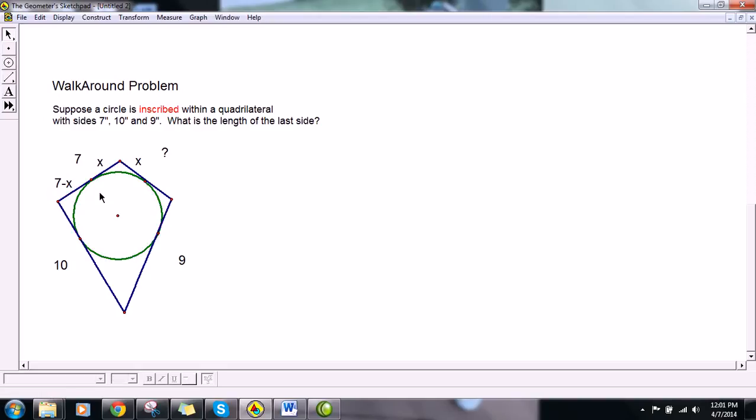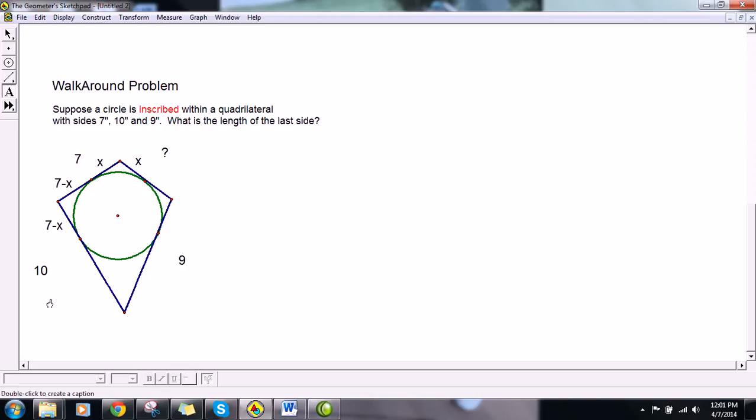So that piece is called 7 minus x, which is wonderful. Because if this piece right here is 7 minus x, then what's that? That's right, 7 minus x, by the two-tangent theorem. And so we're going to continue to walk around in the same manner and name each particular piece. Now, here's where it gets a little tricky. If the whole side is 10, and part of that side, which is a tangent, is 7 minus x, what's this piece called?